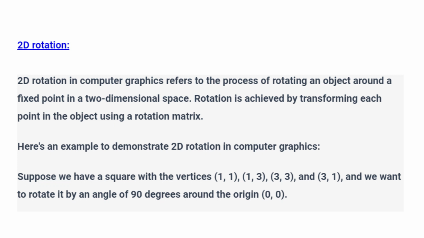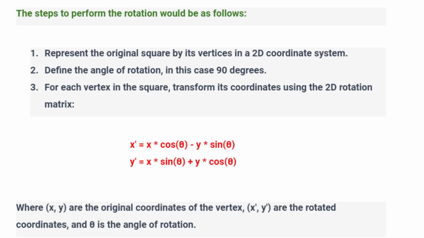2D rotation. 2D rotation in computer graphics refers to the process of rotating an object around a fixed point in a two-dimensional space. Rotation is achieved by transforming each point in the object using a rotation matrix. Here is an example to demonstrate 2D rotation in computer graphics. Suppose we have a square with the vertices (1, 1), (1, 3), (3, 3), and (3, 1), and we want to rotate it by an angle of 90 degrees around the origin (0, 0). The steps to perform the rotation would be as follows.